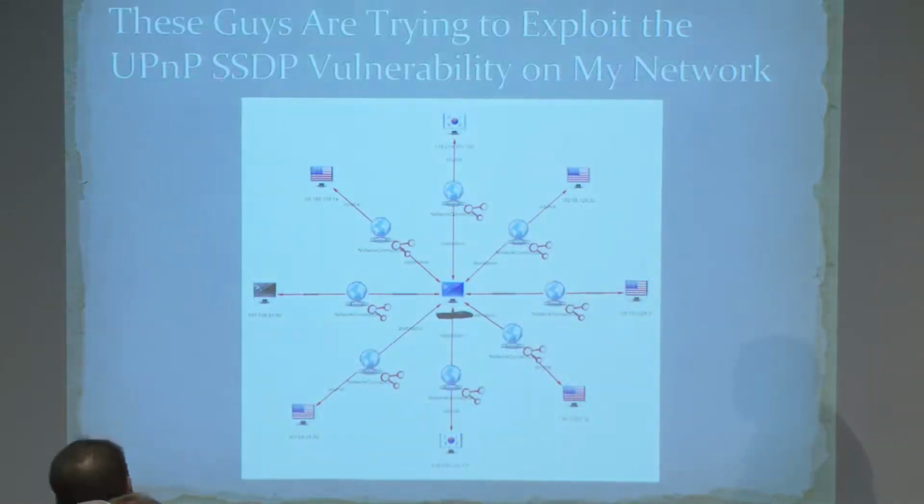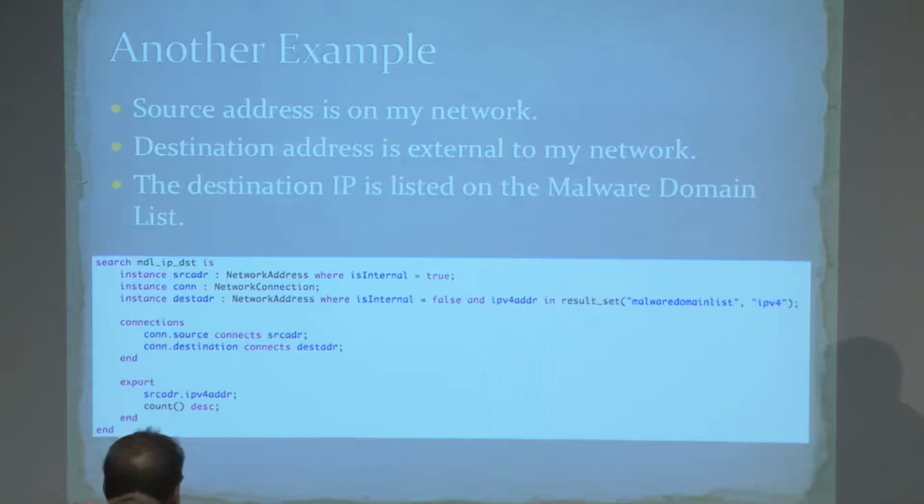And so I'll give you another example here just to nail the point home. In this case, we're looking for a source address that's on our network. We're looking for a destination address that's external to my network. And we want a destination IP that's listed in the malware domain list.